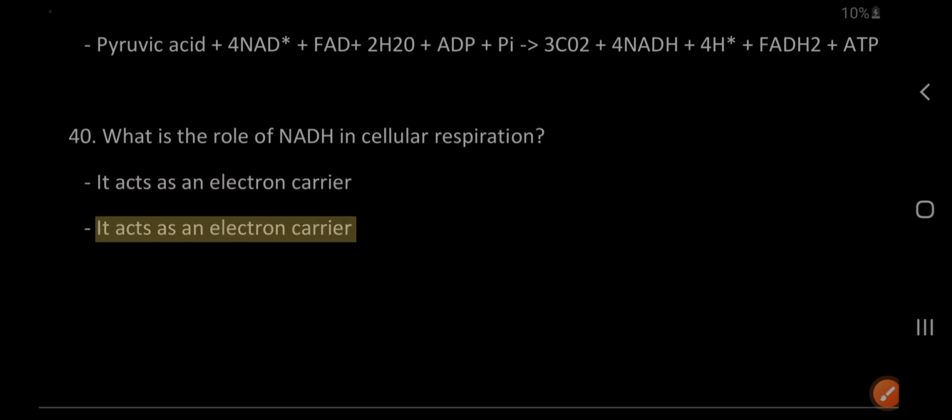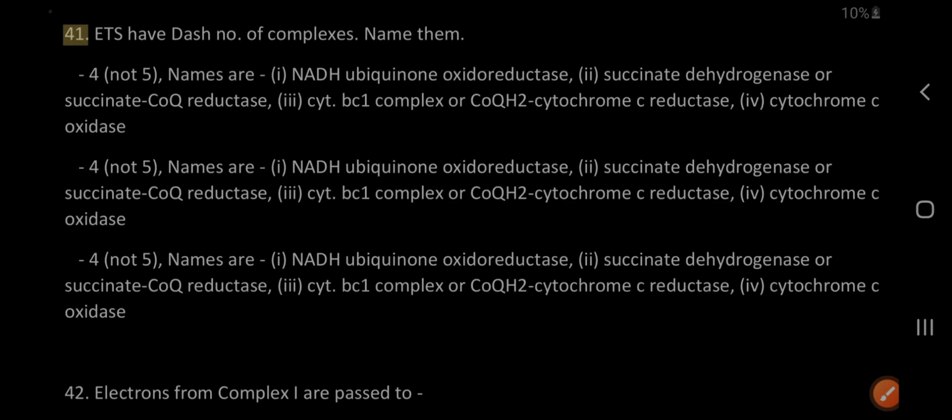41. The electron transport chain has dash number of complexes. Name them. 4, not 5. Names are I. NADH ubiquinone oxidoreductase, II. Succinate dehydrogenase or succinate CoQ reductase, III. Cytochrome bc1 complex or CoQ-cytochrome c reductase, IV. Cytochrome c oxidase.